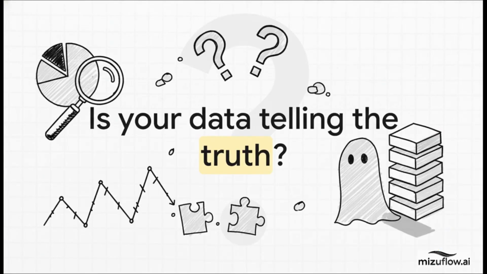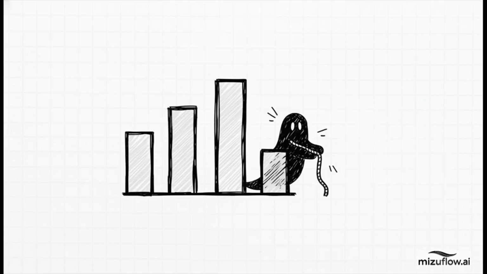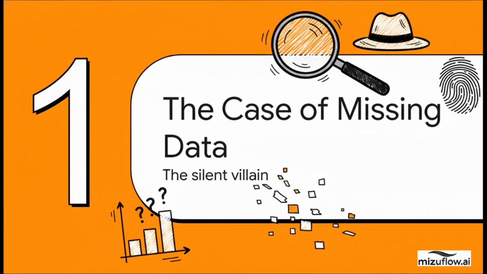So let me just start by asking you this. When you look at your data set, are you 100% sure it's telling you the whole story? Or, could there be something missing, something that's quietly twisting the narrative? Well, the thing is, there often is. There's this silent culprit that can totally skew your averages, break your machine learning models, and lead you to completely wrong conclusions. Today, we're going to unmask that culprit. Okay, let's get this investigation started.